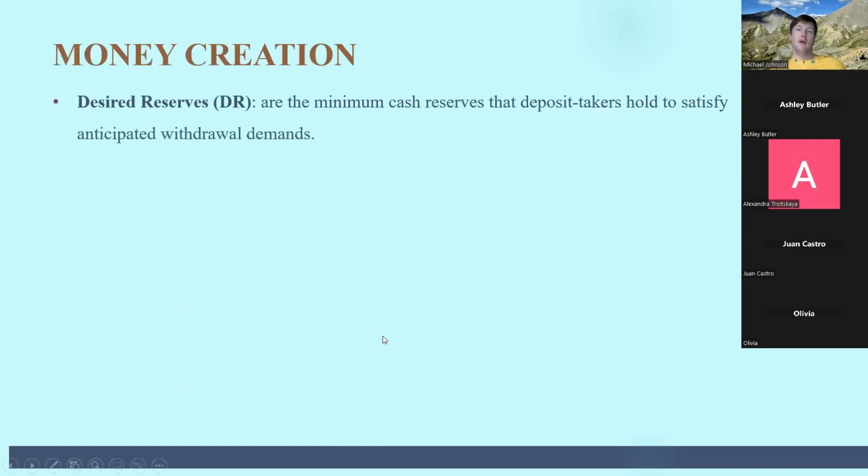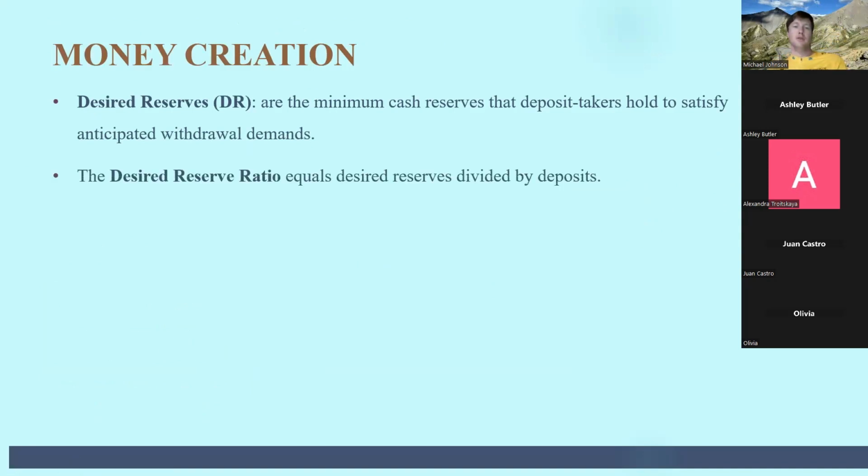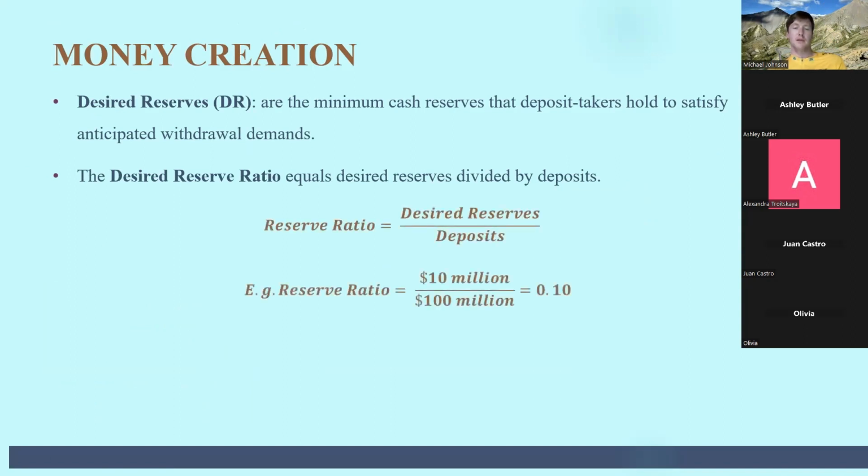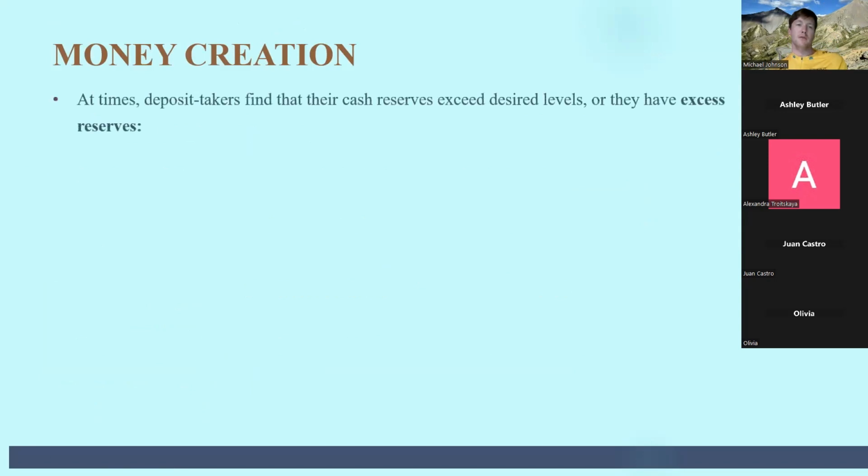So, money creation. Desired reserves are the minimum cash reserves that deposit takers hold to satisfy anticipated withdrawal demands. Desired reserve ratio equals desired reserves divided by deposits. So based on this ratio, we can figure out if a bank is over or under reserved.